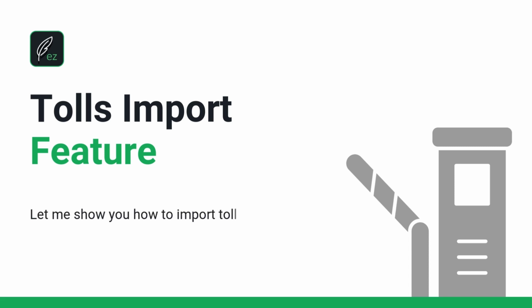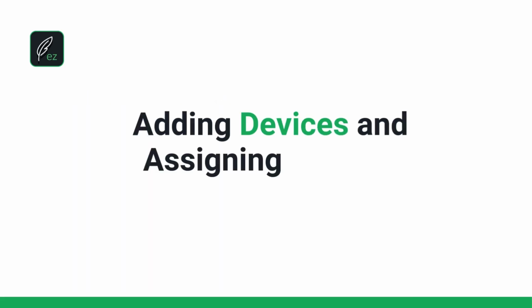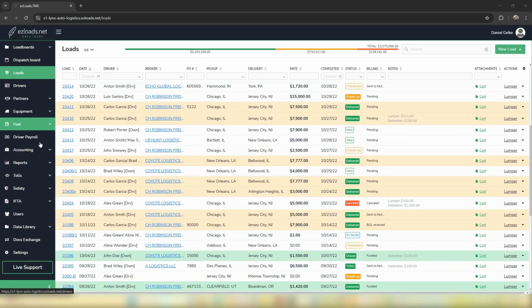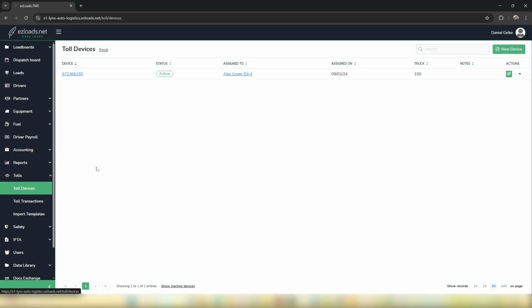Let me show you how to import toll data in ezLoads quickly and easily. Let's get started. Adding devices and assigning a driver. Locate the Toll tab on the dashboard on the left menu. Select Toll Devices and click New Device.